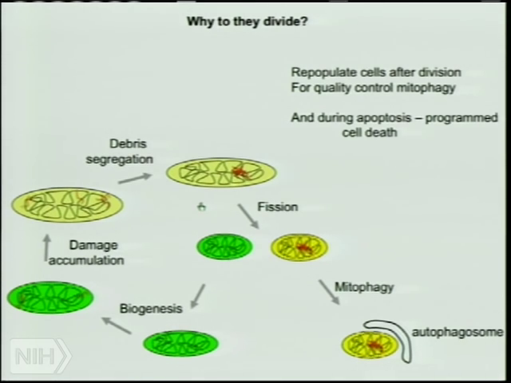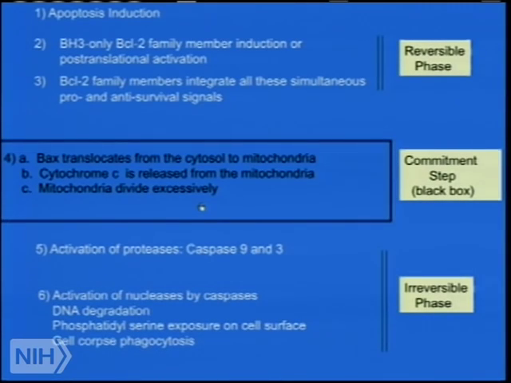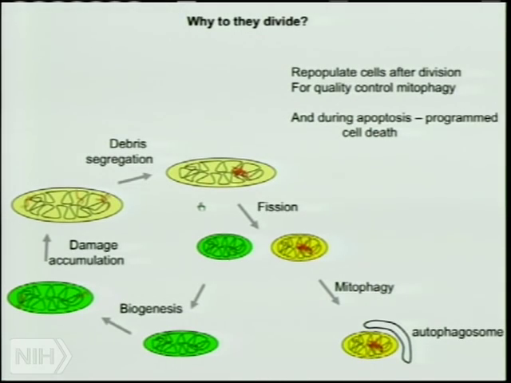But I'm going to come back to that because recently some of the genetic mechanisms of this have been worked out and linked to disease. But first I want to go to one of the other interesting processes that occurs during fission, and it occurs during apoptosis or programmed cell death.